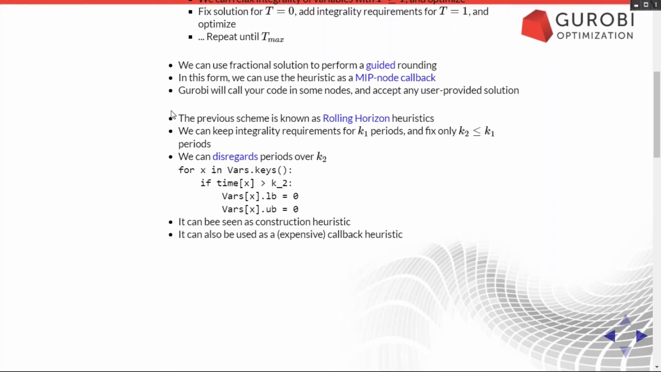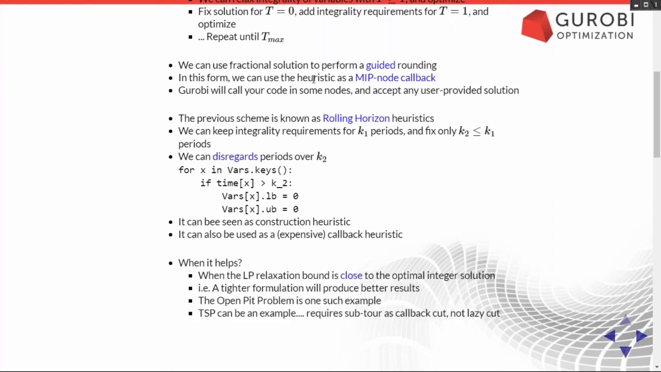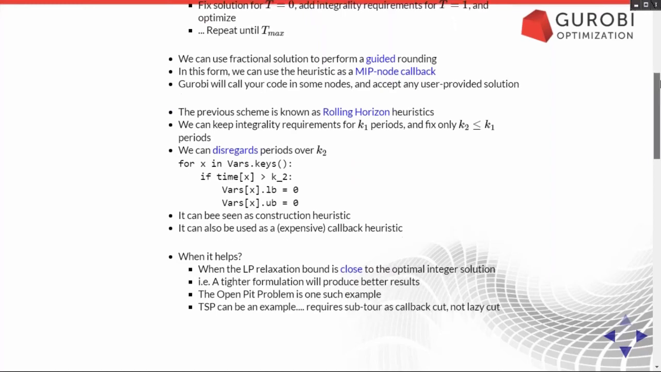And actually, this idea of the rolling horizon heuristic can also be used as callbacks. A bit more expensive, but in many cases, this can be more effective as it's using more information in your problem. When is it going to help? The idea of the rolling horizon or using these LP-based rounding heuristics for your problem.